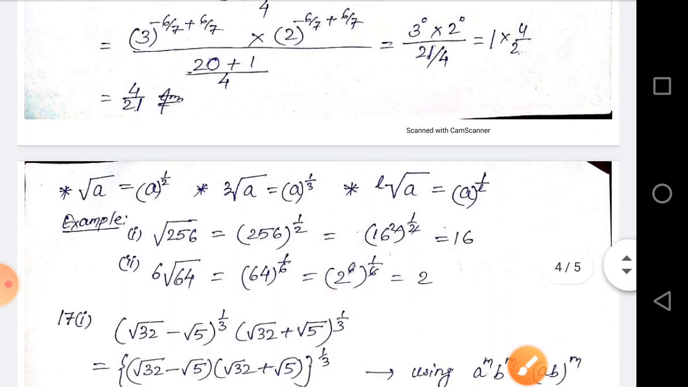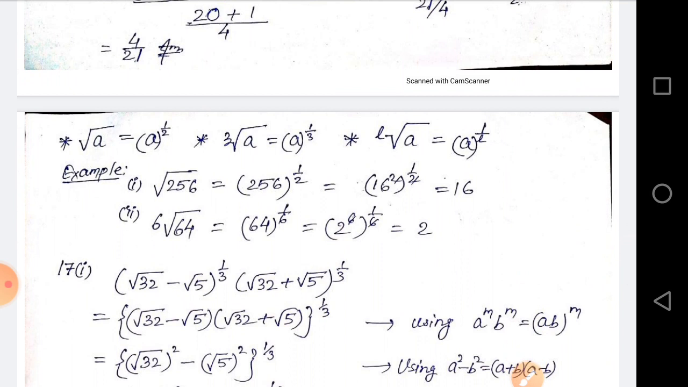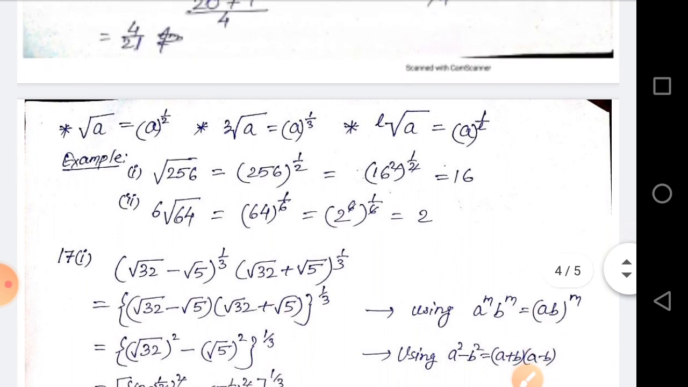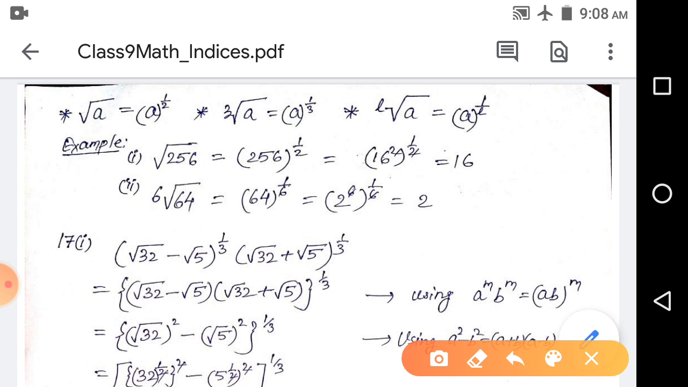Now go to the next. Before solving question number 17, we have some identities, like if we have square root of a, it can be written as a to the power 1 by 2. Cube root of a can be written as a to the power 1 by 3. So if it is the L-th root like that, this can be written as a to the power 1 by L. Okay, so related to this we have some examples.